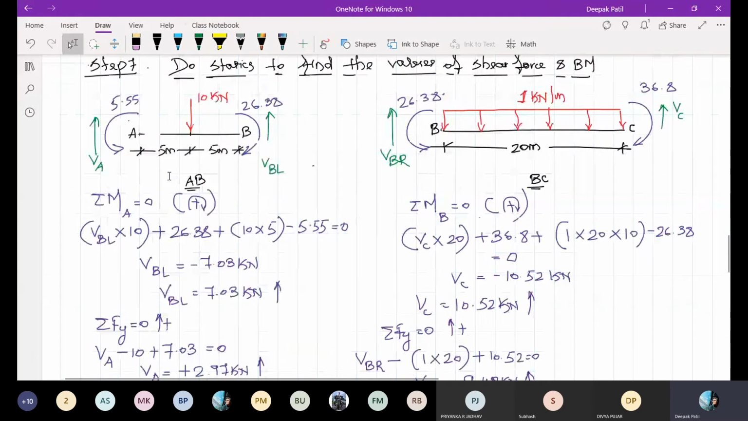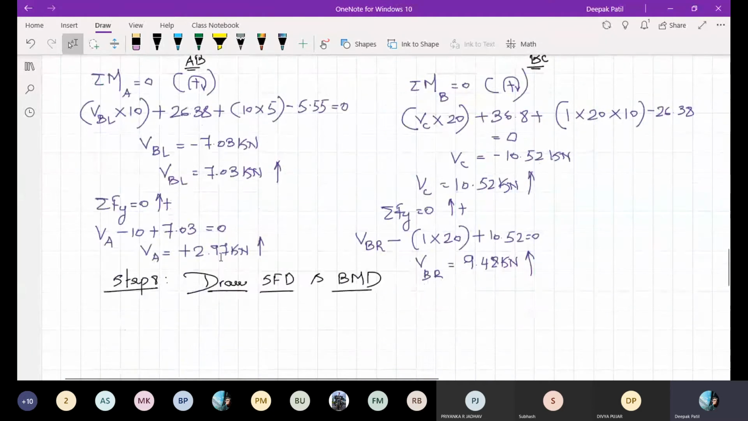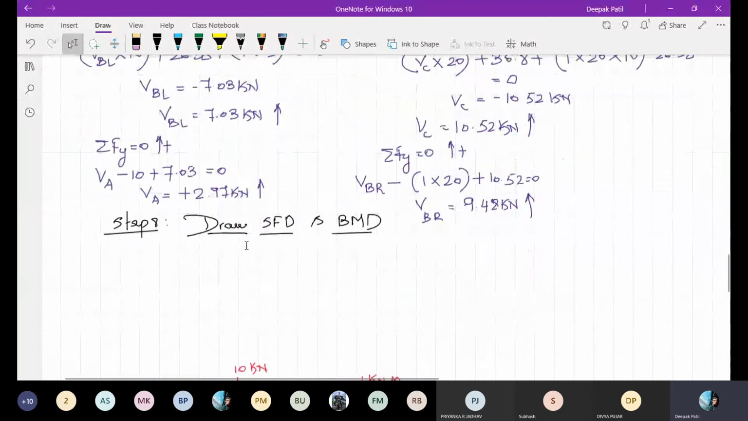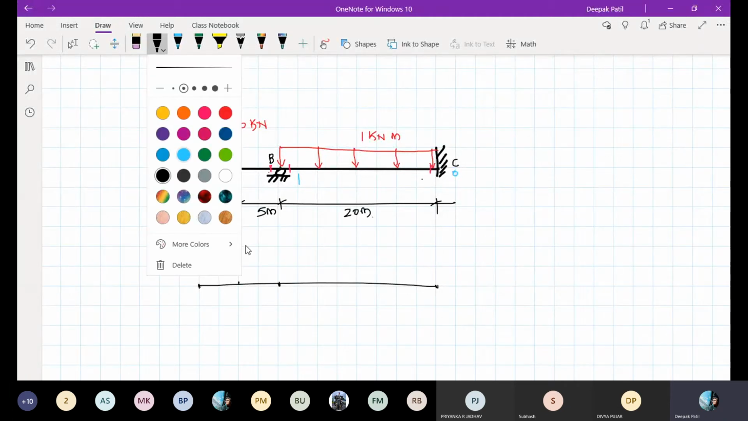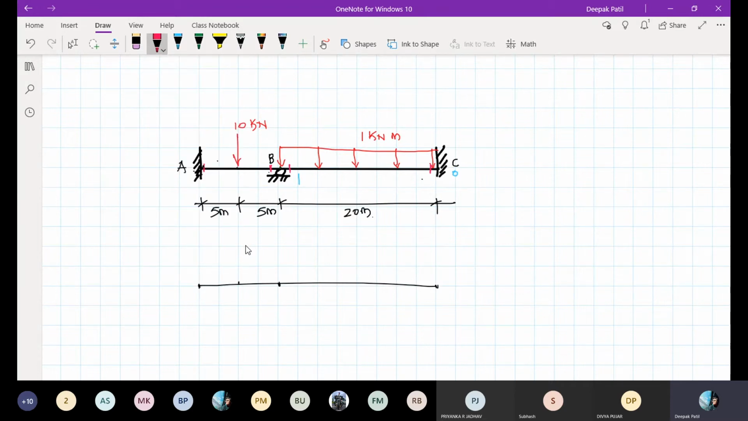Now you know the value of VA. VA is how much? 2.97. Can you see here? VA is 2.97 and it is upwards. So it means that you have to draw the shear force diagram in the upward direction. So let me choose this color. VA is upwards 2.97, so you have to go up by 2.97. So I can assume something like this.